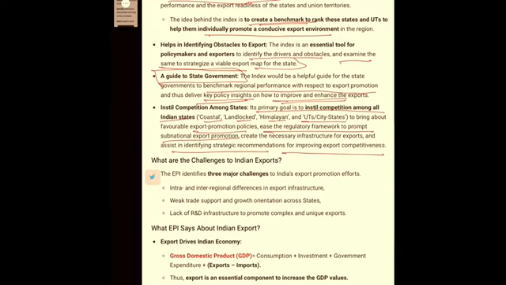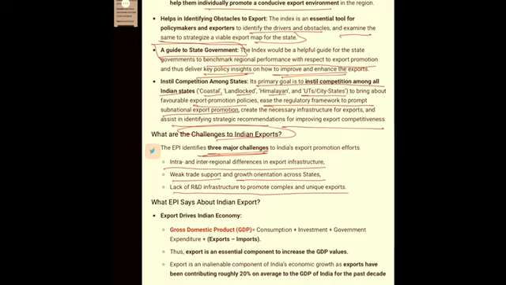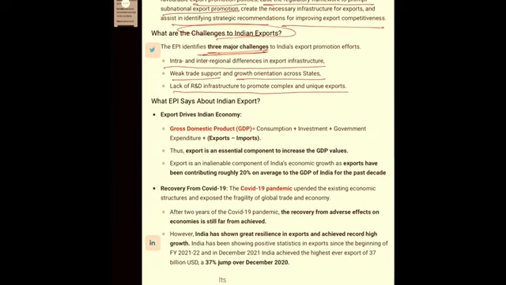What are the challenges to Indian export? There are 3 major challenges to Indian export: intra and inter-regional differences in export infrastructure, weak trade support and growth orientation across states, and lack of R&D infrastructure to promote complex and unique exports. What does the EPI say about Indian exports?